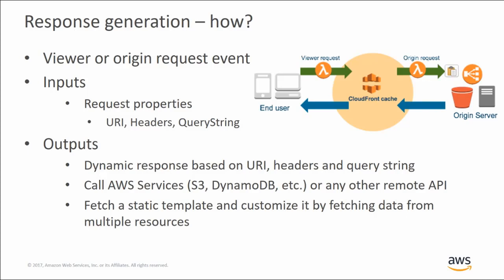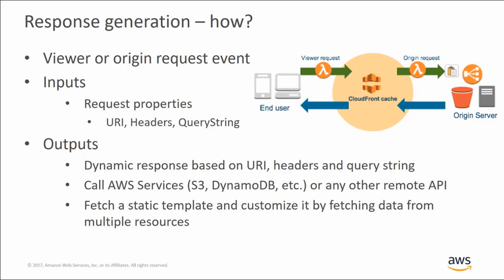Now, how can it do response generation? So going back to the 4 trigger points we discussed earlier, response generation can either be done at the viewer request or the origin request trigger. Now, when would you choose one over the other? Viewer request responses generated to the viewer requests are not cached. So if you have a use case where you do not want to cache the response, you can do it at viewer request.